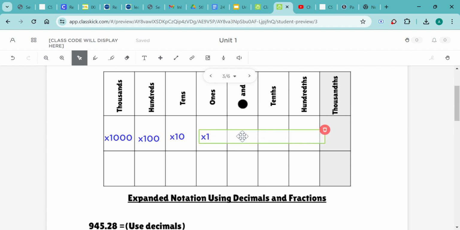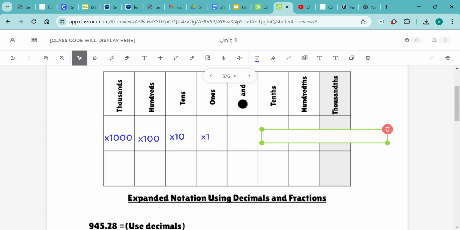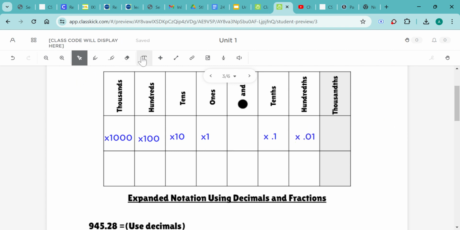The decimal isn't going to have any numbers in that place value. That's where the decimal goes. If I have a digit behind the decimal in the tenths place, what am I going to multiply that number by? I'm going to multiply it by a tenth. How do I write a tenth? It looks like this, 0.1. If I have a digit in the hundredths place value, I'm going to multiply it by 0.01. If I have a number in the thousandths, I'm going to multiply it by 0.001.